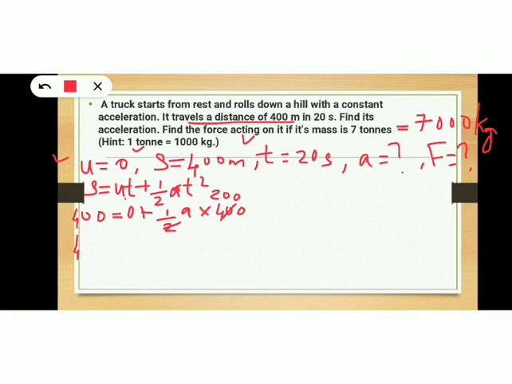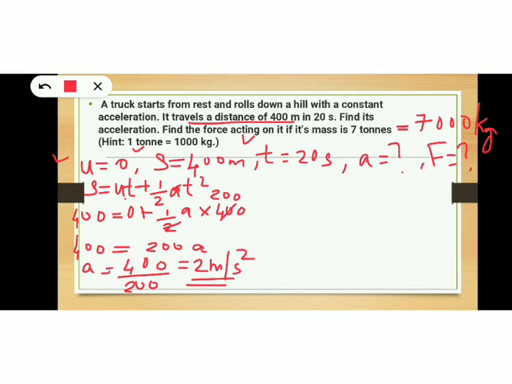So here you will get 400 equal to 200 into A. Therefore A equal to 400 by 200, that is 2. What is the unit of acceleration? It is 2 meter per second square. So we have solved first part of the question. We found out the acceleration.